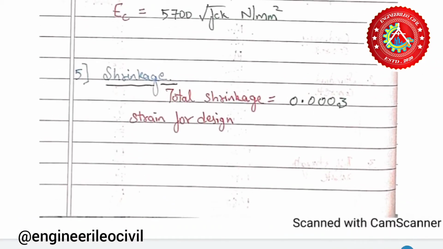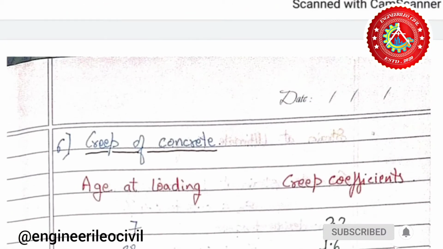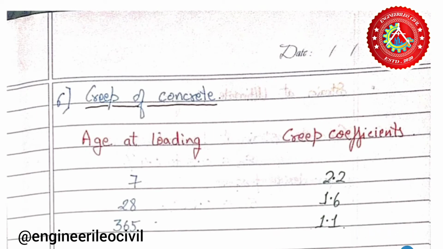So moving forward to the shrinkage, the total shrinkage depends upon the constituents of concrete, size of member, and environmental conditions. In absence of test data, the total shrinkage strain for design may be taken as 0.0003. Sorry for that. And the last but not the least is the creep of concrete. In addition to the factors influencing shrinkage, creep also depends on the stress, age, and duration of loading. Like in 7 days, the creep coefficient might be 2.2, in 28 it's 1.6, and in 365 days, 1 year, it is 1.1 creep coefficient.